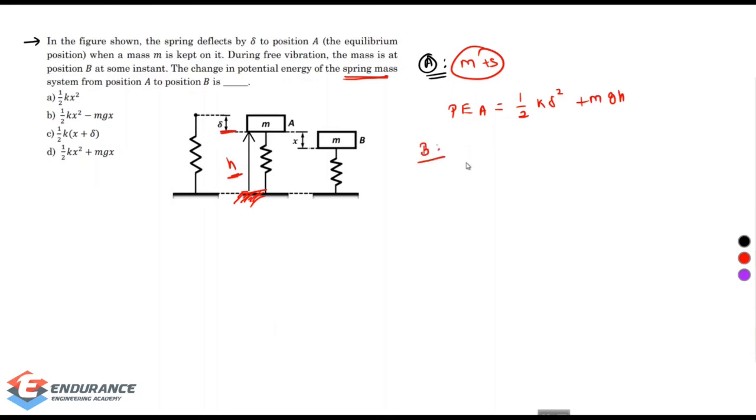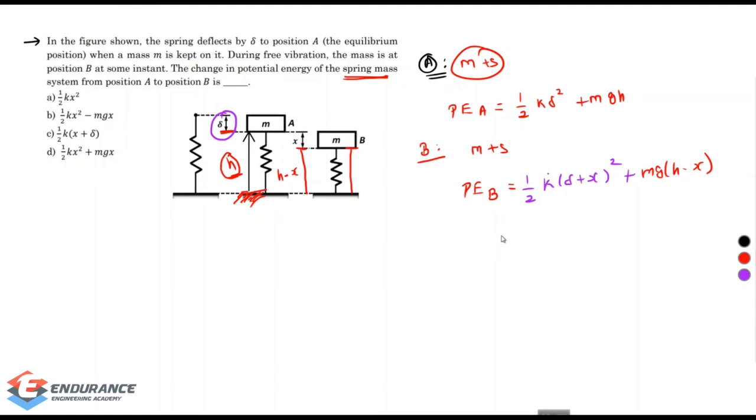Go for B. Again, mass plus spring. Potential energy at B: the deflection now is delta plus x, so the spring energy is 1 by 2 k into delta plus x whole square. For the mass, the total distance was h and it has moved by a distance of x, so the balance distance is h minus x. So that's mg into h minus x.